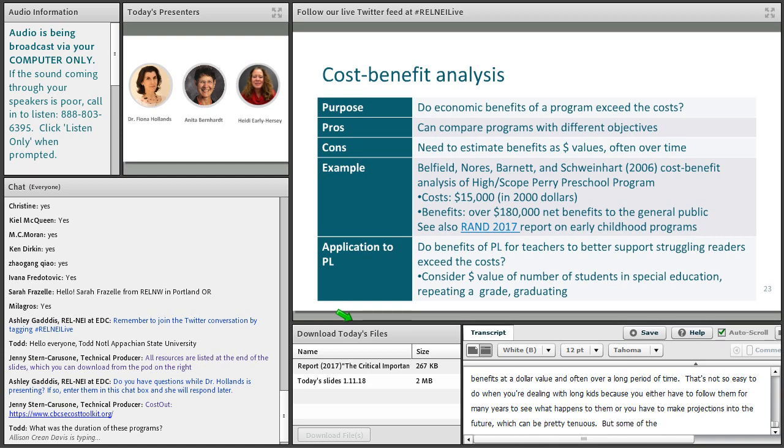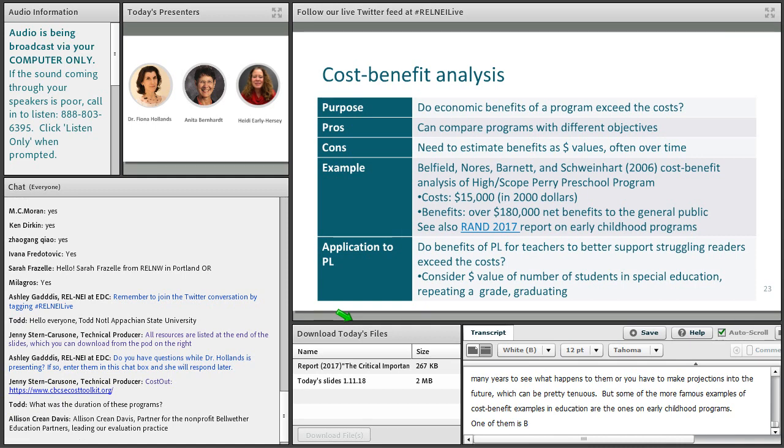But some of the more famous examples of cost-benefit analysis in education are the ones on early childhood programs. One of them is Belfield, Nores, Barnett, and Schweinhart, who did a cost-benefit analysis of the HighScope Perry Preschool program. And they figured that the costs in 2000 dollars were $15,000 per student, and the net benefits to the general public were $180,000 per student. So that was pretty impressive.